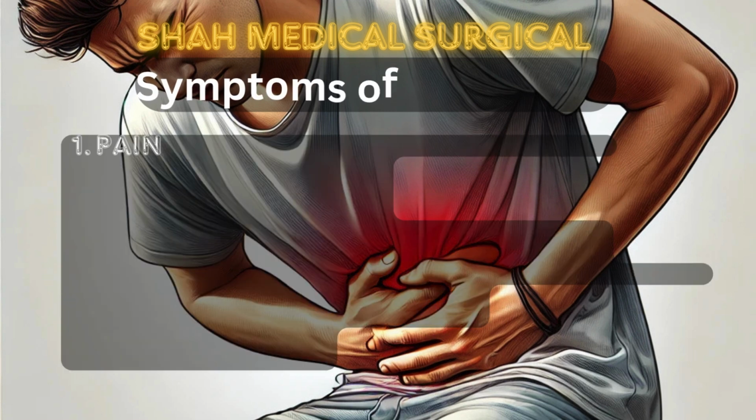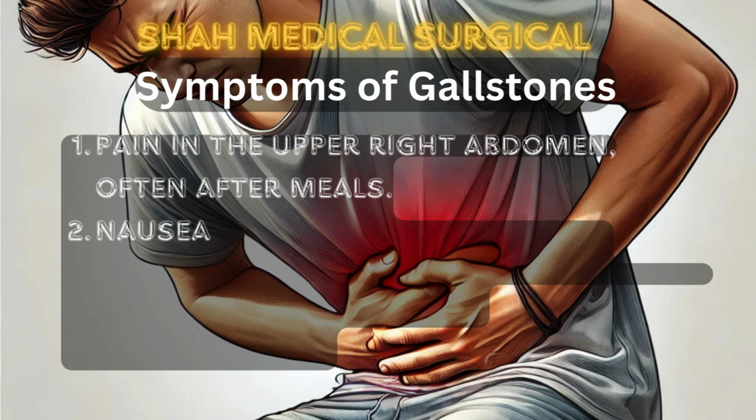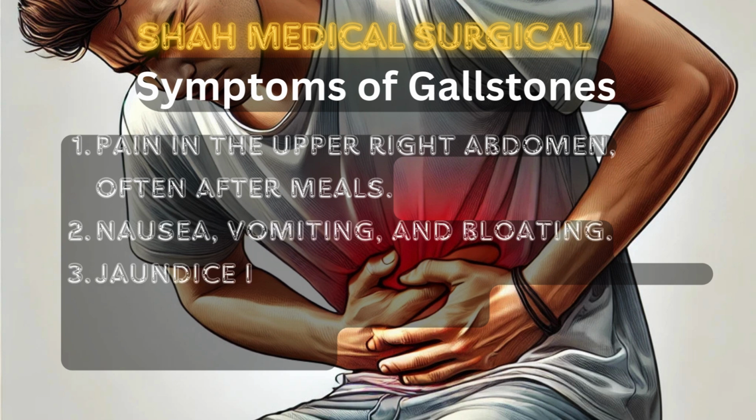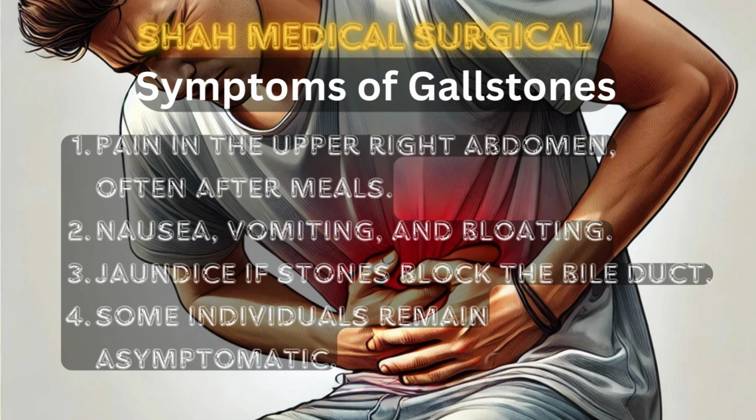Symptoms of gallstones. While some gallstones are asymptomatic, many cause noticeable symptoms. Severe pain in the upper right abdomen or the middle of the stomach, often radiating to the back or shoulder. Episodes of nausea and vomiting, especially after fatty meals. Persistent bloating, indigestion, or discomfort in the abdomen. Yellowing of the skin and eyes, known as jaundice, if a bile duct is blocked. These symptoms are often referred to as a gallbladder attack or biliary colic.